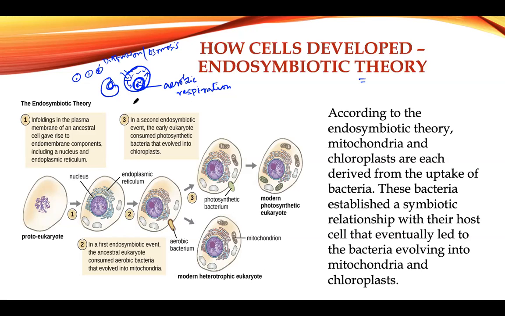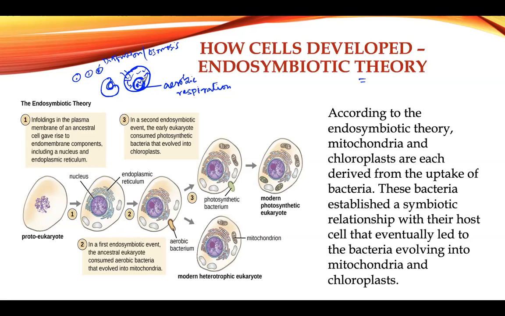Slowly, this aerobic bacteria converted into mitochondria. Just like the mitochondria inside our body, we use oxygen, and inside our mitochondria we produce carbon dioxide. That's our powerhouse, where we produce energy. We break down C6H12O6 glucose in the presence of oxygen, and we produce carbon dioxide and a high amount of ATP inside the mitochondria.